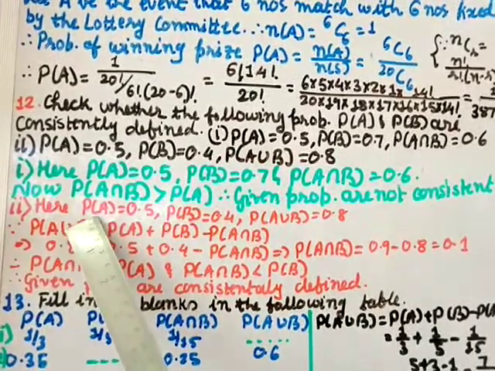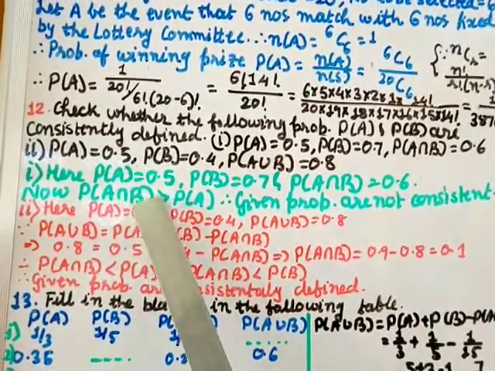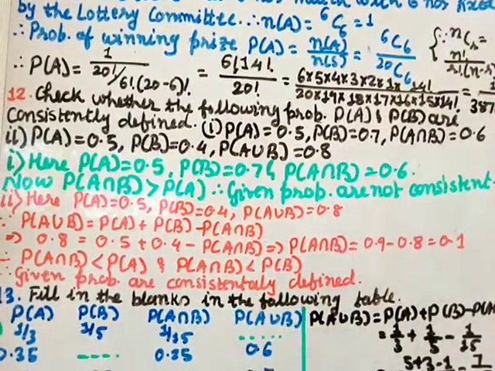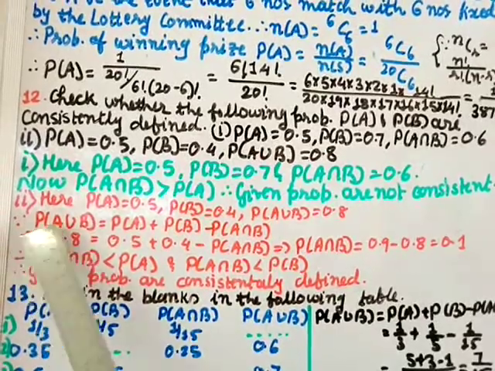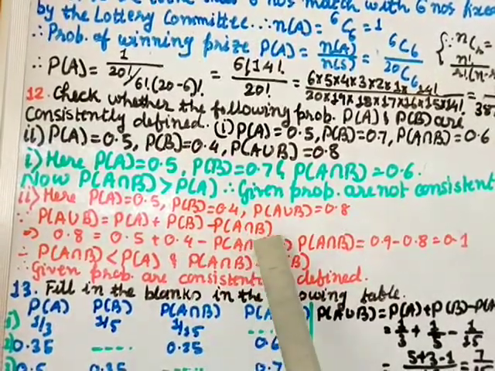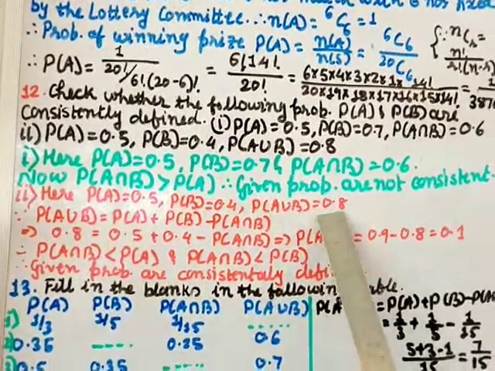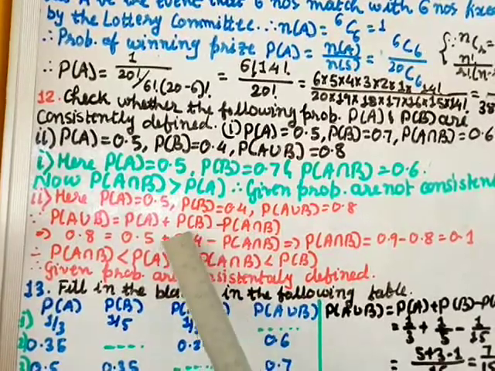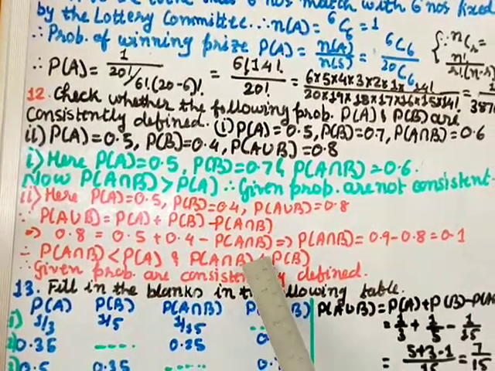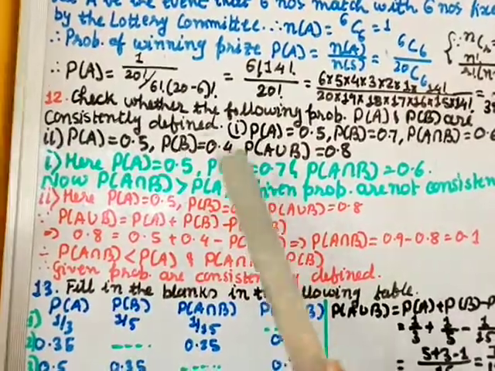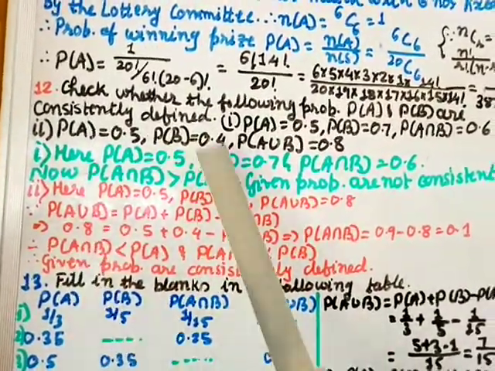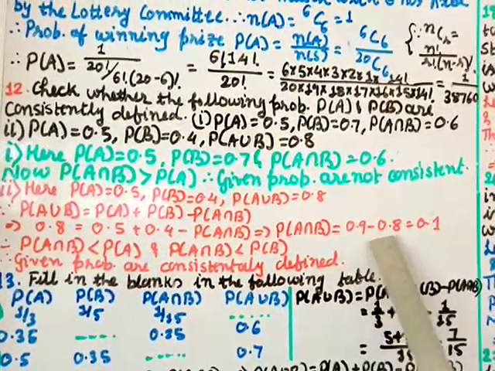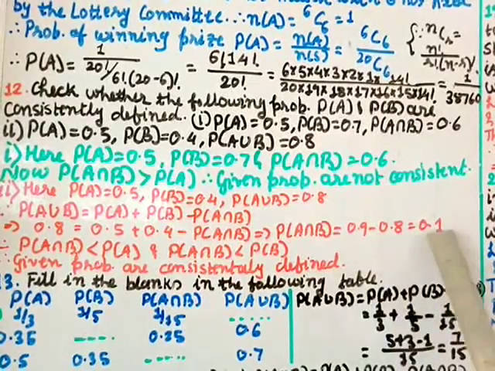In part 2, P(A) equals 0.5, P(B) equals 0.4 and P(A union B) equals 0.8. So we shall first find P(A intersection B) by using the formula P(A union B) equals P(A) plus P(B) minus P(A intersection B). P(A union B) is 0.8, equal to P(A) which is 0.5 plus P(B) which is 0.4 minus P(A intersection B). Transferring the minus P(A intersection B) over here it becomes positive, and 0.8 transferred over here becomes negative. Adding 0.5 plus 0.4 gives you 0.9. So 0.9 minus 0.8 will give you 0.1.